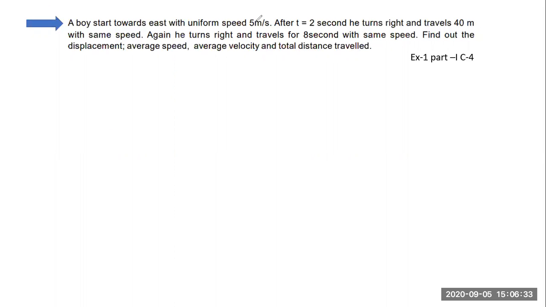So basically what we need to do is find the total distance traveled and total displacement between the initial and final position, and simply divide by time. The displacement divided by time will give you the average velocity, and the total distance divided by the total time will give you the average speed. So first we have to find the displacement and total distance traveled.